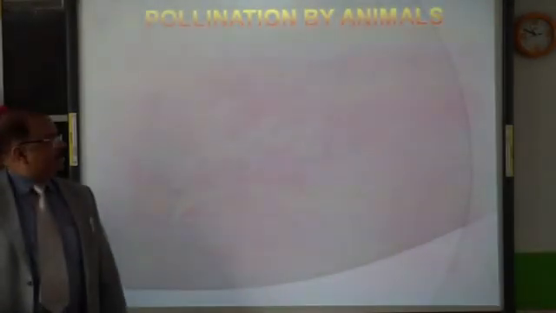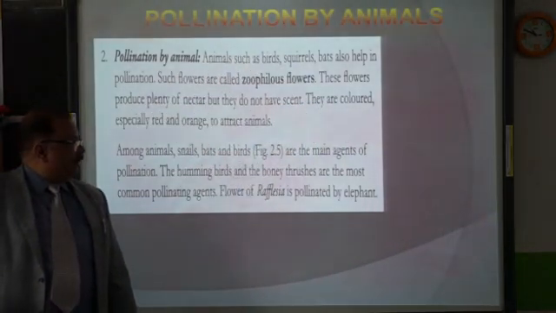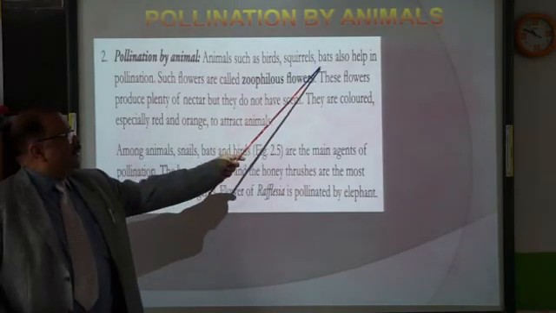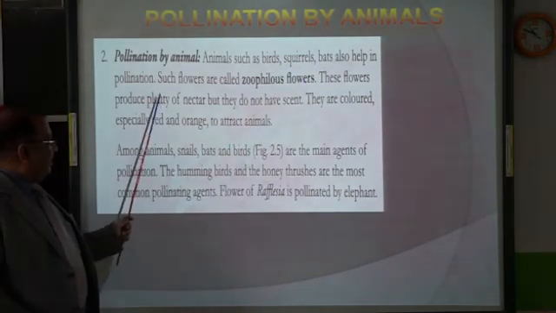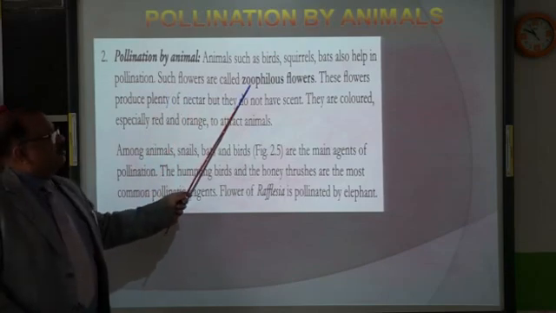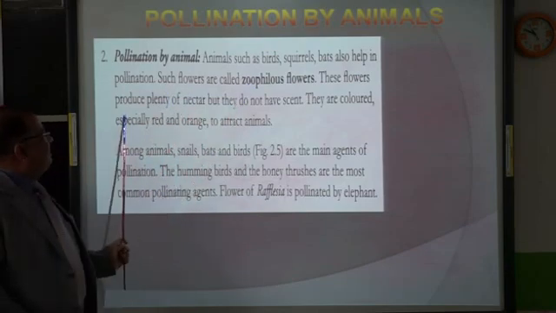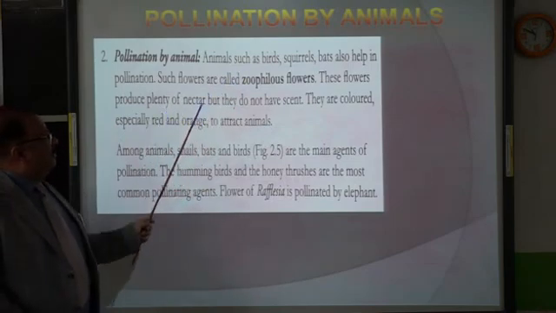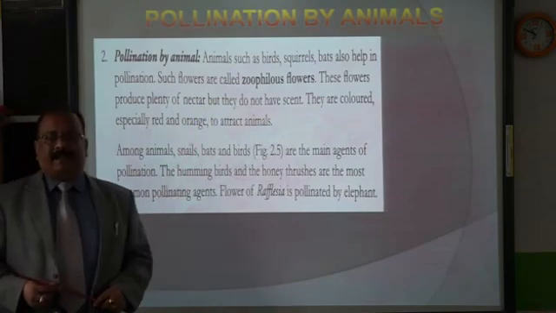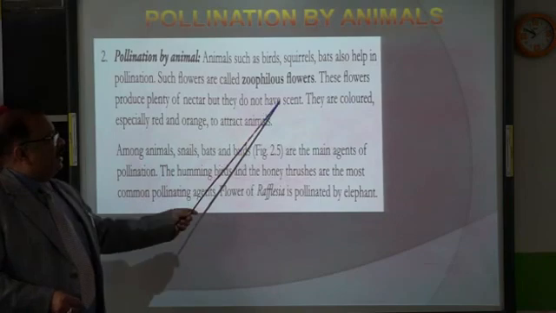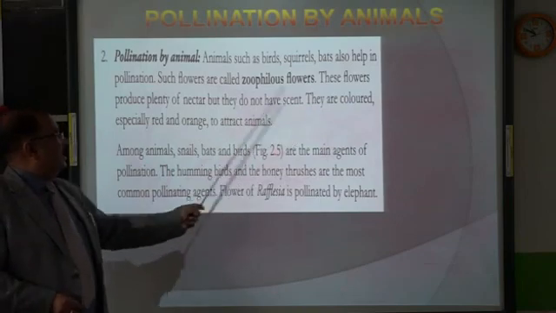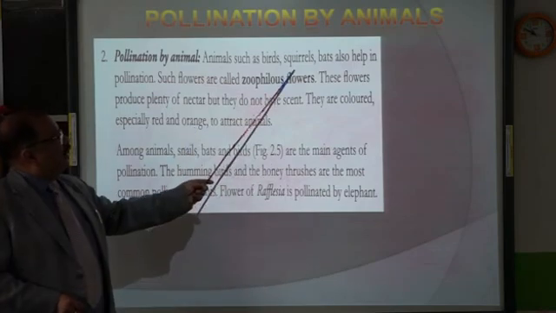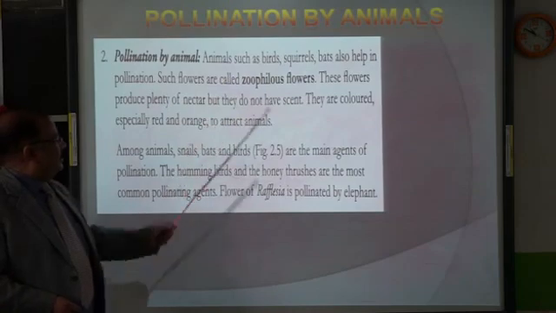Pollination by animals. Now here you can see animals such as birds, squirrels, bats, they also help in pollination. And this type of flowers are called zoophilous flowers. These flowers produce plenty of nectar, which is the food of these small animals. But they will not have scent. Unlike the previous one, they don't have a sweet smell. They are colored, especially red and orange, to attract the birds, squirrels, and bats.